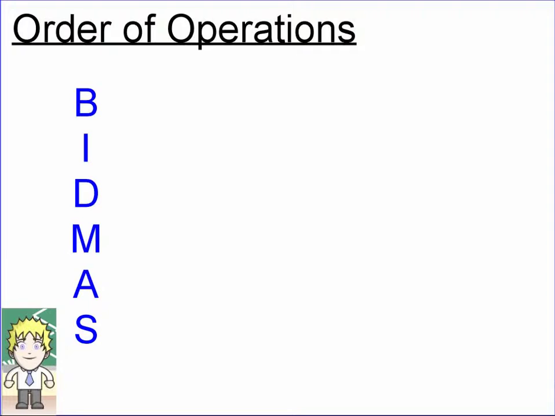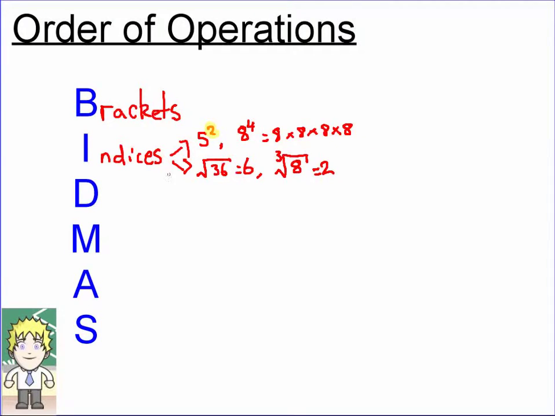So if you have a multiplication and you have an addition, you'll do it in a certain order. We've seen this before, but we're going to do a recap. The B stands for brackets, I stands for indices, and indices are things such as 5 squared, where the 2, which means the squared part, is called our index number. We've got 8 to the power 4, which is equal to 8 times 8 times 8 times 8. The number one mistake here is to say that 8 to the power 4 equals 8 times 4. It doesn't. It means 8 times 8 times 8 times 8.